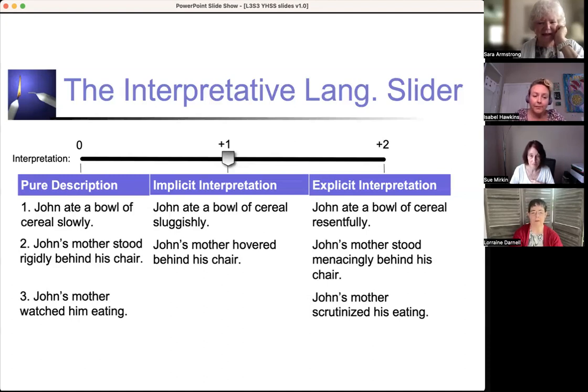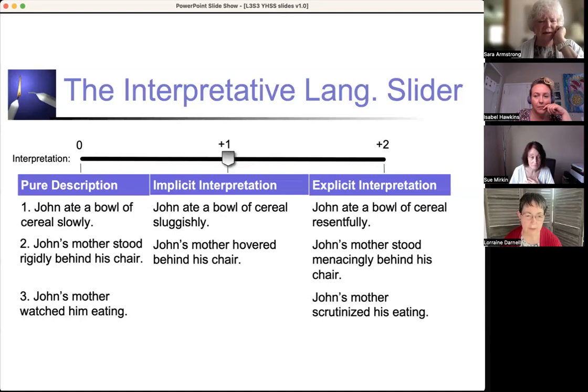Anyone else want to try one? Trying and failing is as useful as trying and succeeding, actually more so. Maybe observed. John's mother observed his eating. Does that tell you anything about how we would interpret her watching him eating?